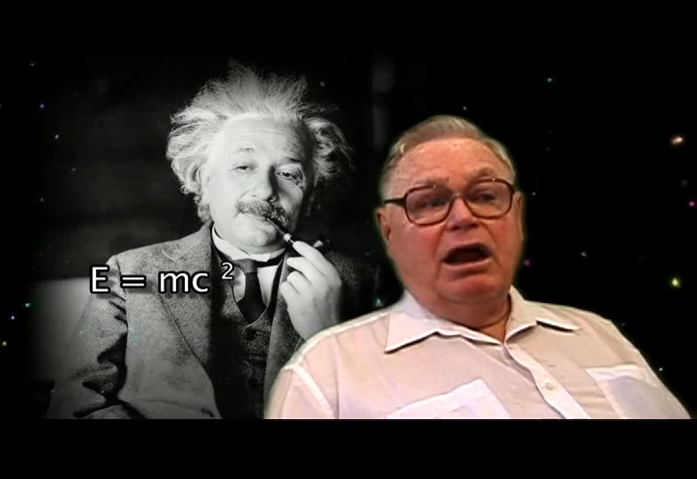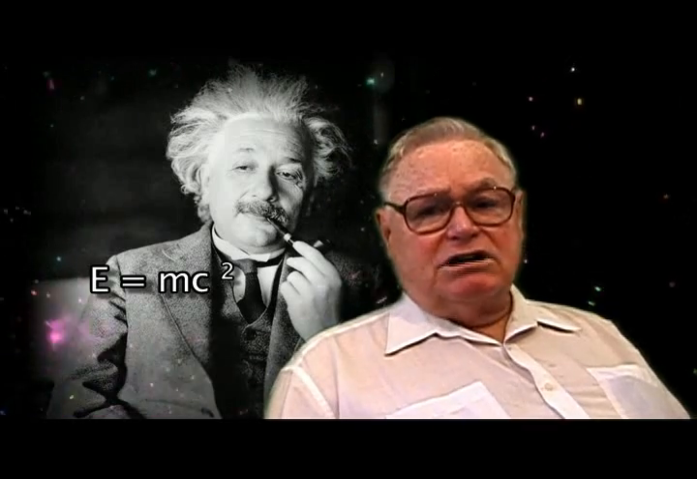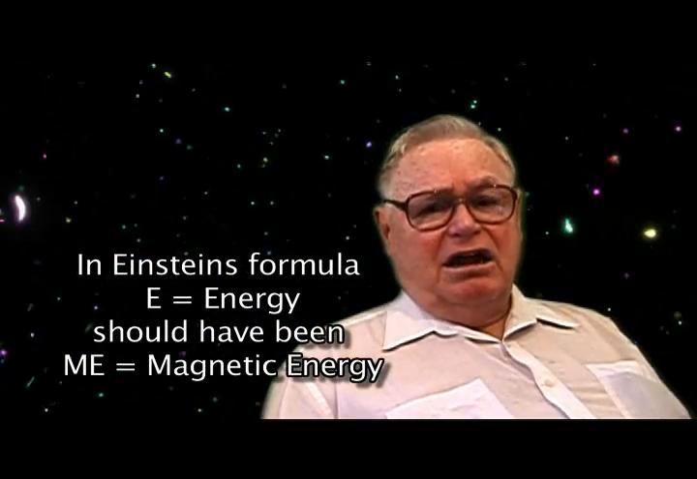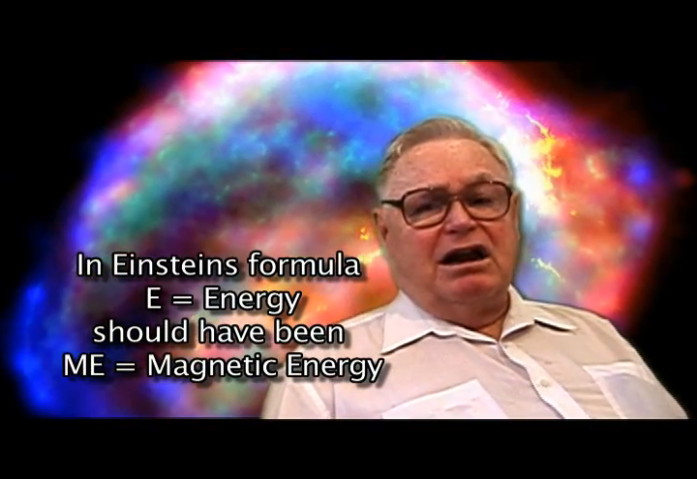When Einstein did his mental thinking, he gave us E equals mc squared. This is an important formula, but not complete. Einstein said E, but he didn't say magnetic energy, which he should have. And then he gave us the equal sign and mc squared. He did not say how come the c, which is the speed of light, can be squared.